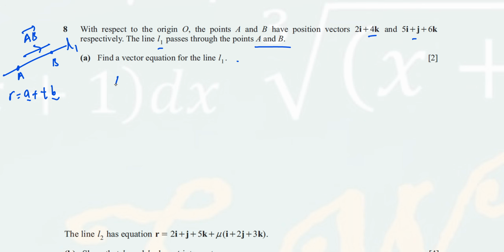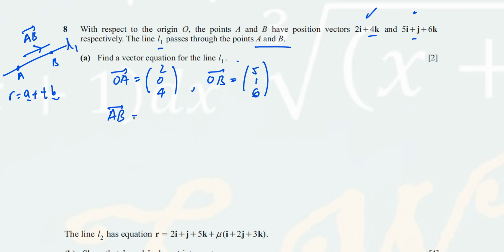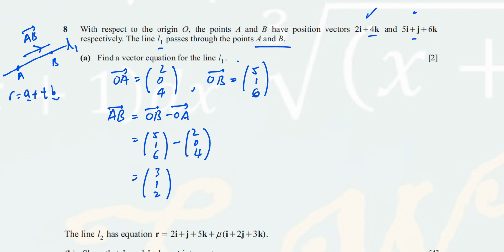Okay, so that means I will find my direction vector AB first. But before that, I will express these two as OA and OB. So it is 2i, 0j, 4k, and the OB is 5i, 1j, 6k. So now my vector AB is OB minus OA. That is (5, 1, 6) minus (2, 0, 4). So you will be getting (3, 1, 2). Okay, that is my direction vector.